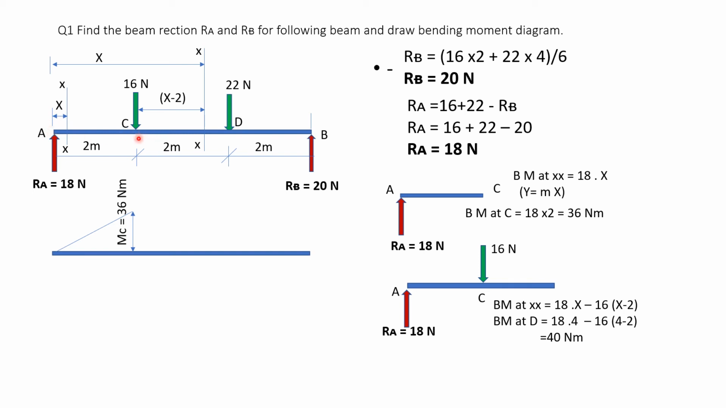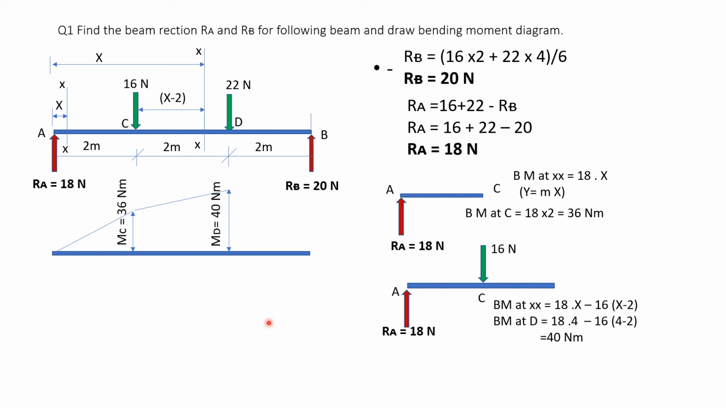So anywhere between C and D, if I want the bending moment, this is the equation, and it is an inclined straight line. Now my bending moment at D is 40 Newton meter. So here I take a point of 40 and draw an inclined straight line. Let us see how we do it. This is the point of 40, and I join this 36 and 40 with an inclined straight line. This is the bending moment at D, 40 Newton meter.